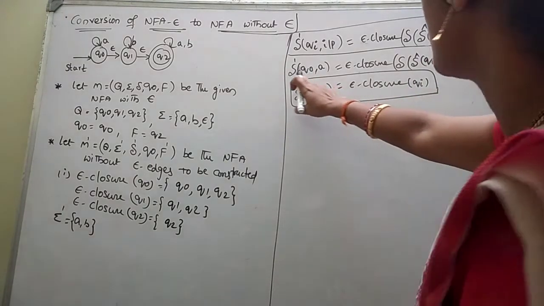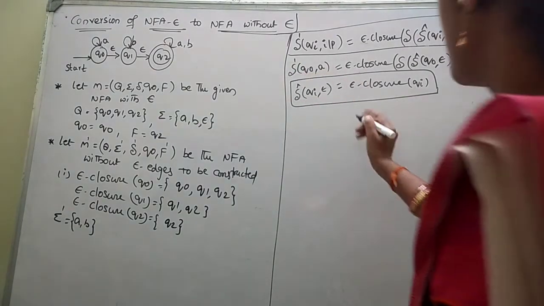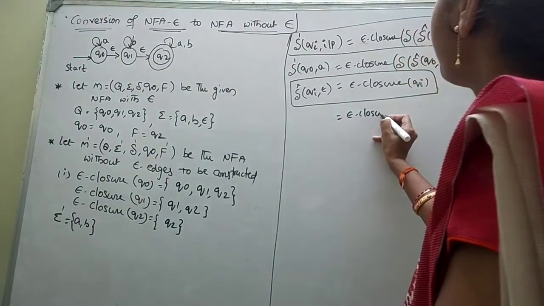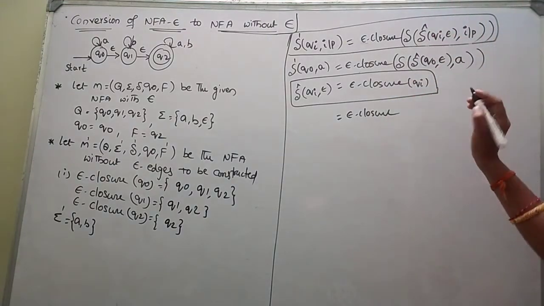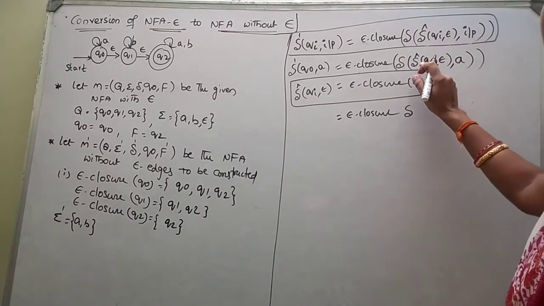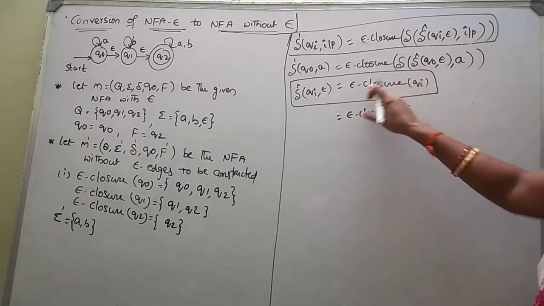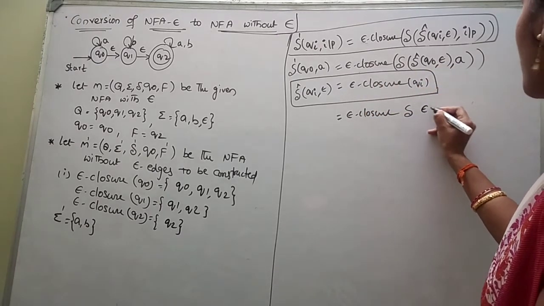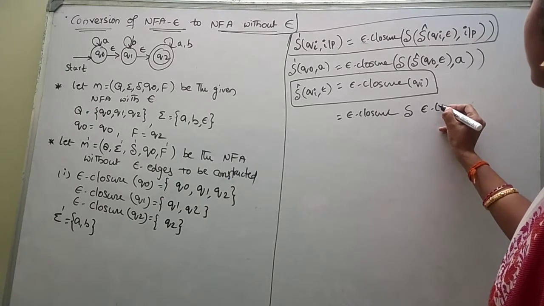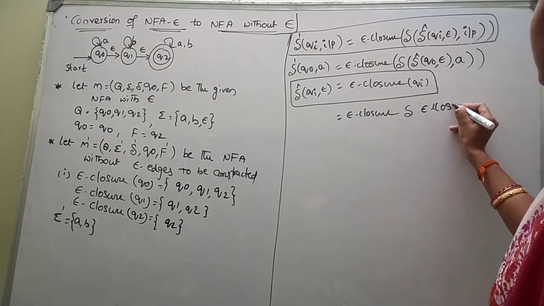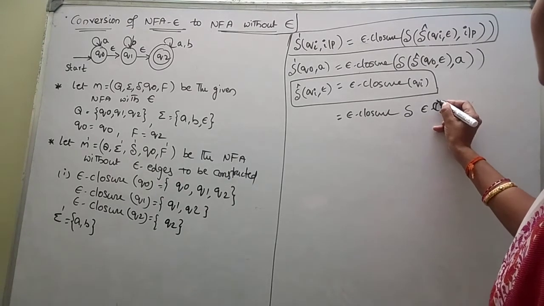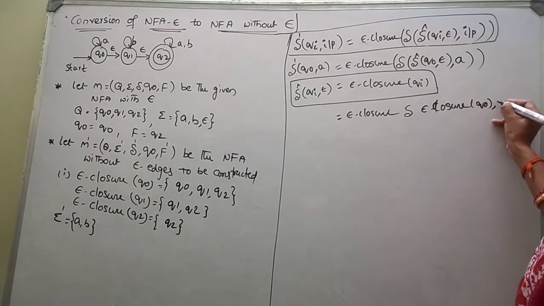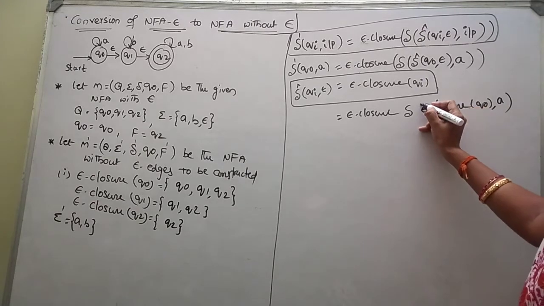Right? Now what is delta dash of q naught of a? This can be written as epsilon closure of delta cap of q naught comma epsilon, which is written as epsilon closure of q naught, isn't it? So epsilon closure of q naught comma input symbol a.